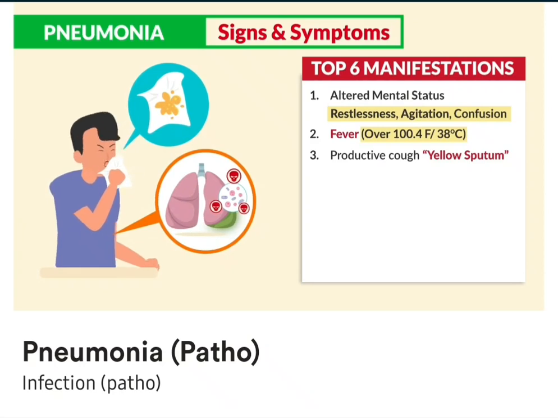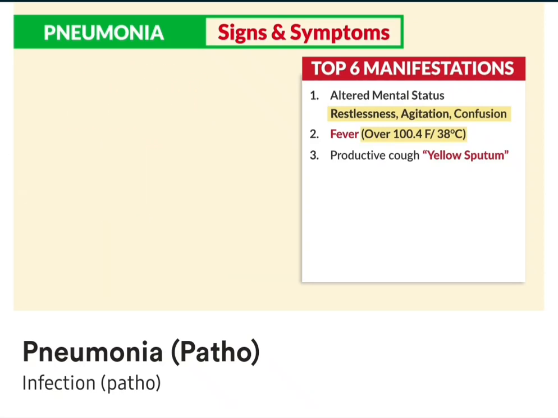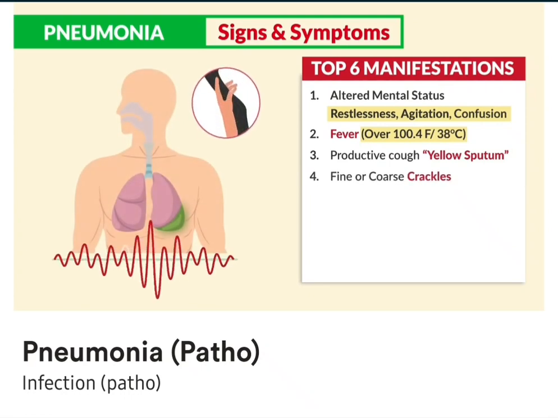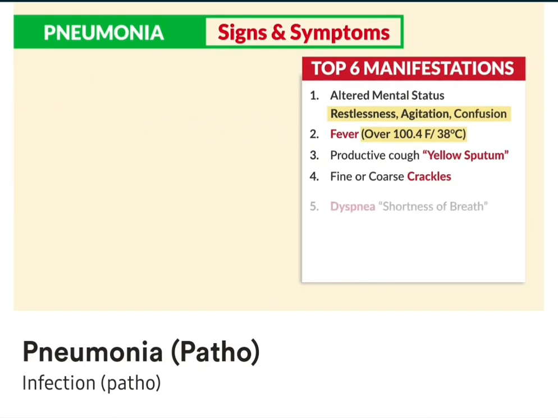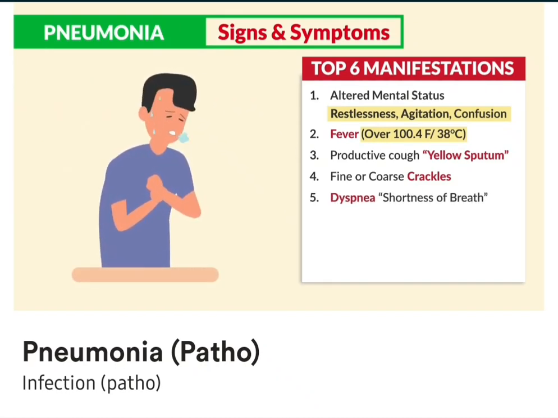So again, pneumonia, just think that plague inside the lungs, which leads to number 4, fine or coarse crackles upon auscultation from fluid and mucus-filled lungs. And then number 5, dyspnea, that shortness of breath.